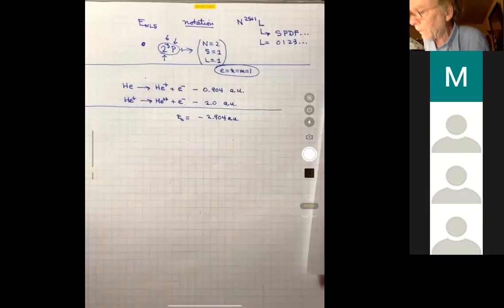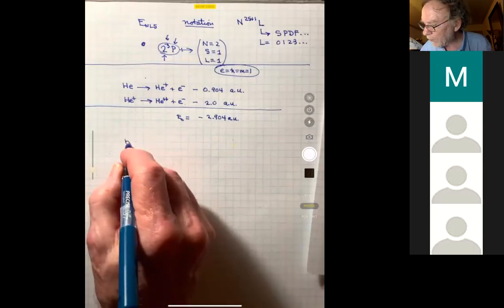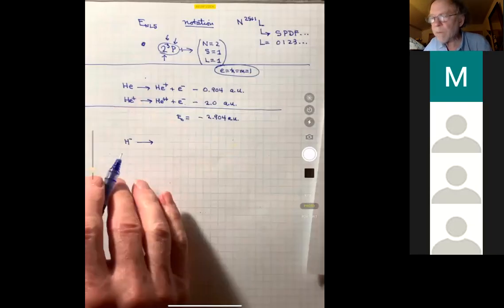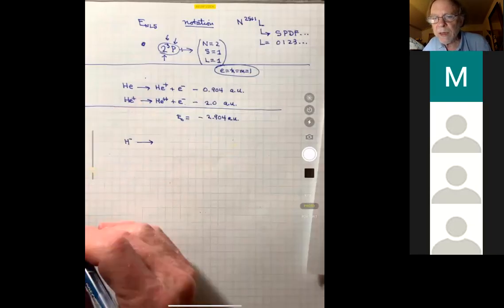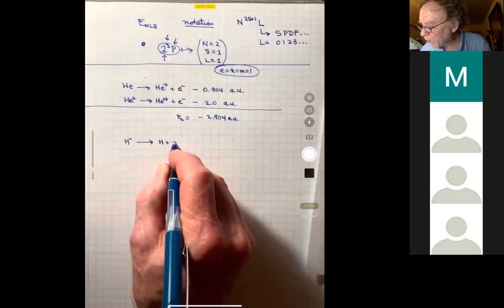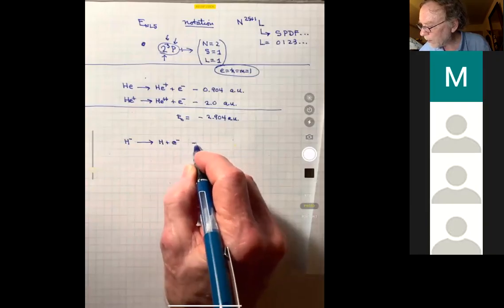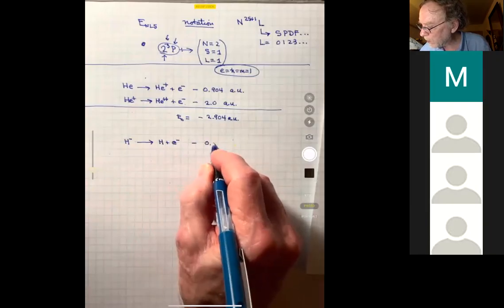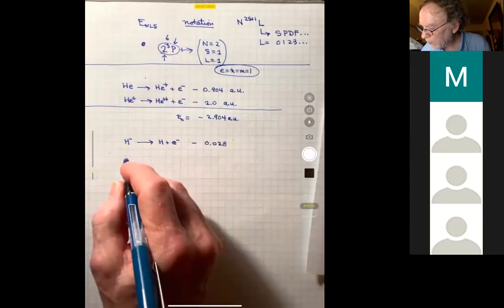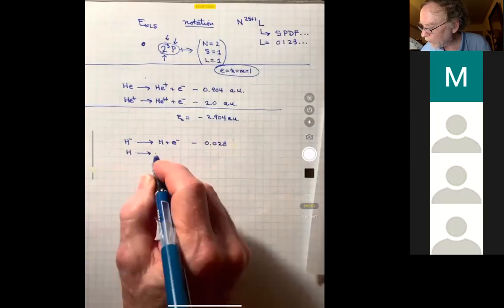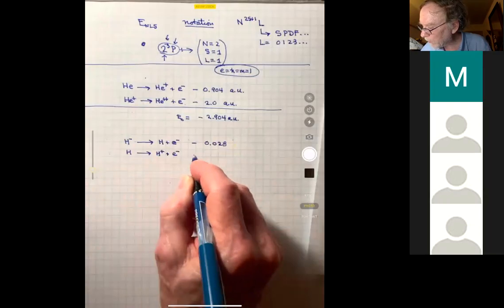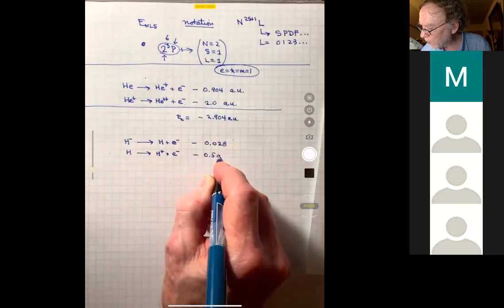Let's do the same thing for the hydrogen H- ion. It's interesting to compare helium with H- as a contrast between two cases. If we take H- and ionize it once, we get neutral hydrogen plus a free electron. And the binding energy is rather small, it's 0.028. Then if we take neutral hydrogen and rip off one more electron, of course we get H+, which is a proton, and then a single electron, and this requires 0.5 atomic units.